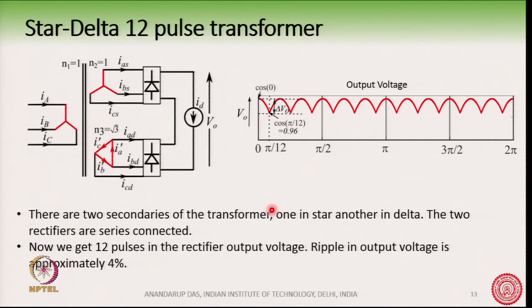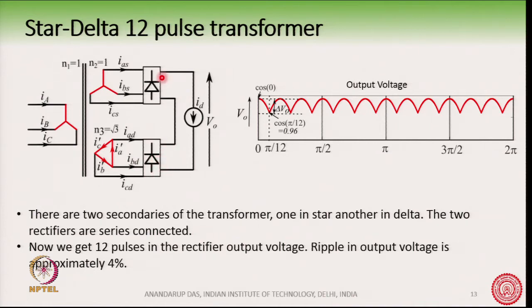Now, in case of a 12 pulse transformer, in this fundamental cycle 0 to 2π, we get 12 pulses, or 12 lobes. Here as you can see, there are 12 lobes. In a 6 pulse transformer we had 6 lobes, and now in a 12 pulse transformer we have 12 lobes. And why are these 12 lobes happening? Because there are two diode bridge rectifiers, and they are series connected.